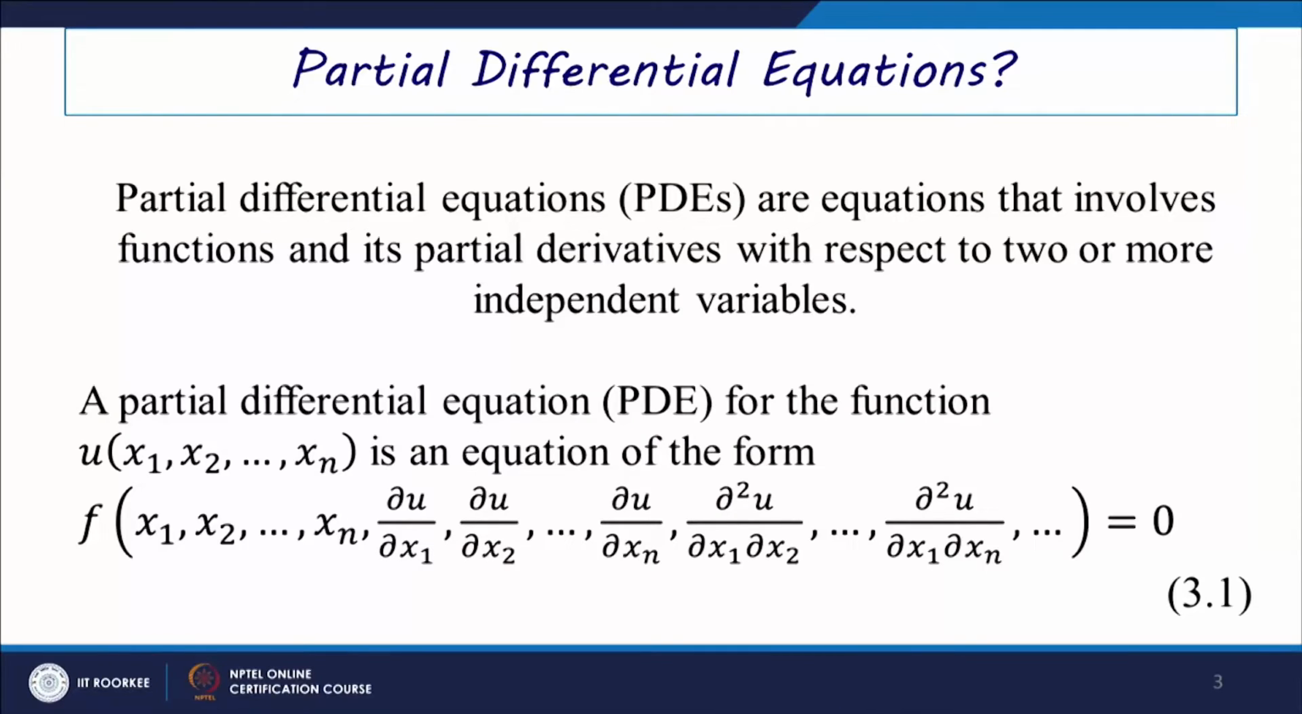So a partial differential equation for the function u, which is a function of the variables x1, x2 up to xn, is an equation of the form f of x1, x2 up to xn, del u by del x1, del u by del x2 up to del u by del xn. These are the first order partial derivatives. For second order partial derivatives, it can be written in the form of del square u by del x1 del x2 up to del square u by del xn del x1 del xn. Similarly, we can express partial differential terms up to nth order.